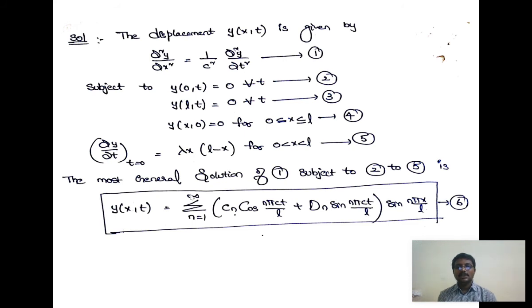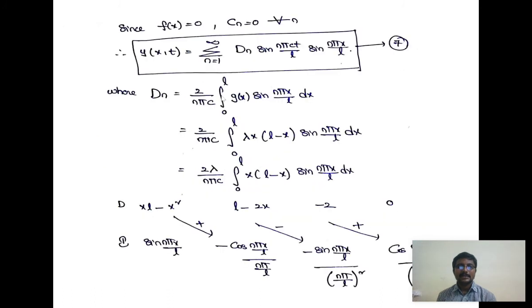Now this is the most general solution of equation 1 subjected to the conditions from 2 to 5. So the most general solution is y(x,t) = summation from n = 1 to infinity of [Cn cos(nπct/L) + Dn sin(nπct/L)] sin(nπx/L). Now f(x) is 0, so we have Cn value as 0. So we just have to compute the Dn value, which is obtained by using the formula (2/(nπc)) times the integral from 0 to L of g(x) sin(nπx/L) dx.